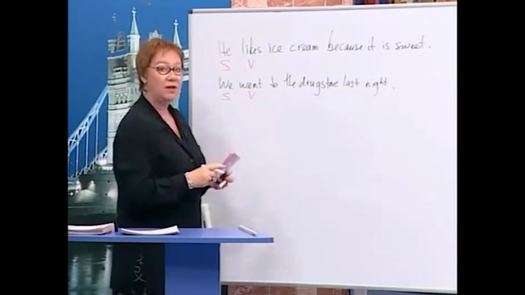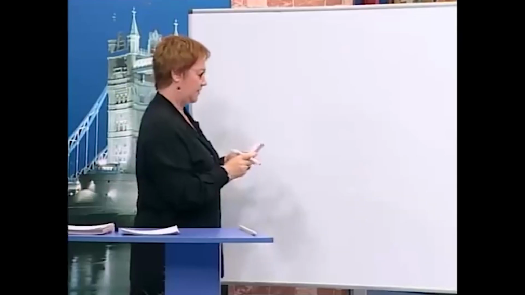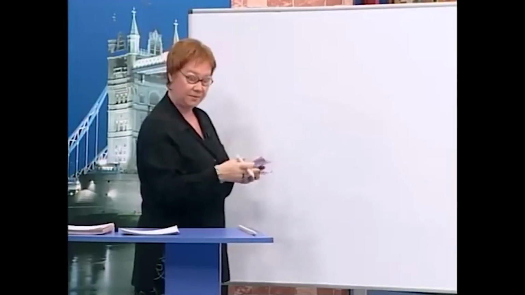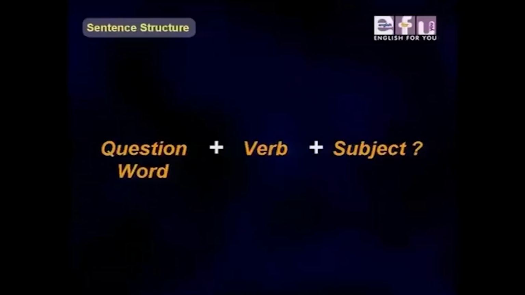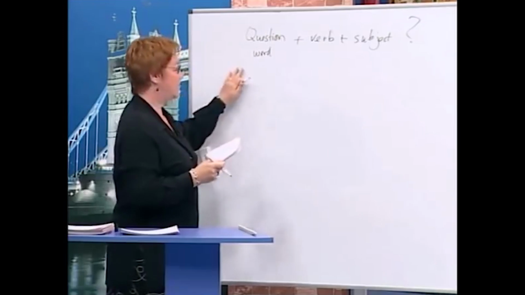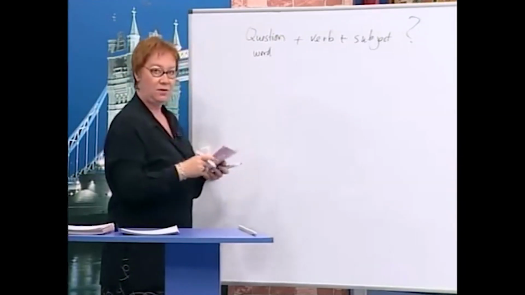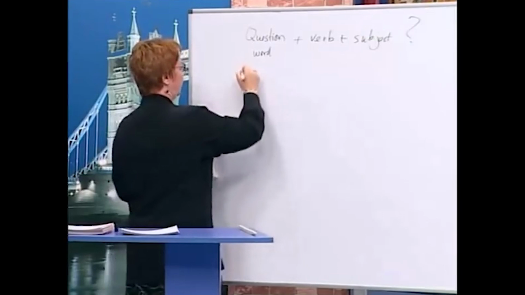Now let's look at questions with question words. The question word comes first, and then the verb. So here is what the structure would look like. The question word plus the verb plus the subject plus the question mark. Okay? So this is what it's going to look like. Now, let's look at some examples.